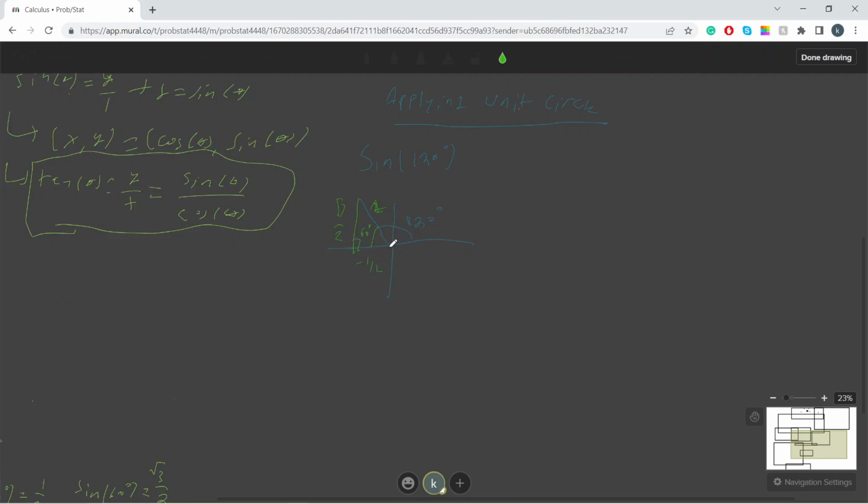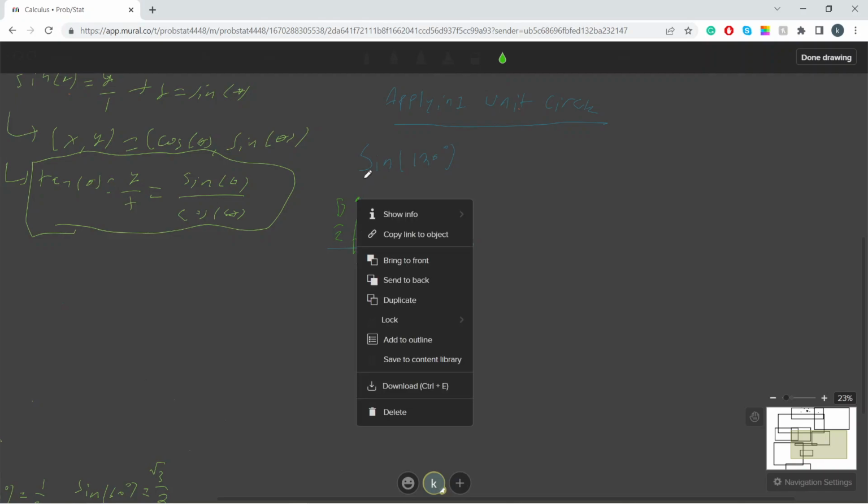Why is this side negative 1/2? Because you're in the second quadrant, so x is negative here and y is positive. So what is the sine of 120 degrees? Well, all we have to do is take the y coordinate of this point. So the point here is negative 1/2 comma root 3 over 2.